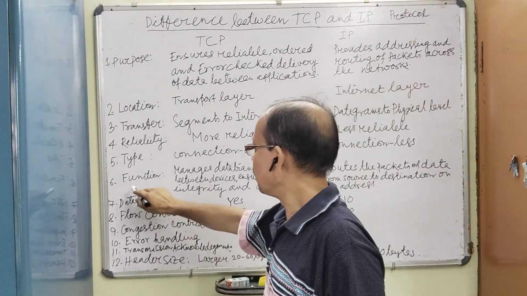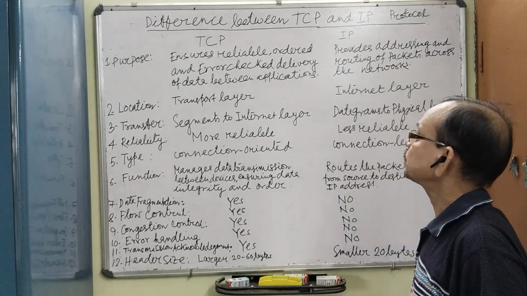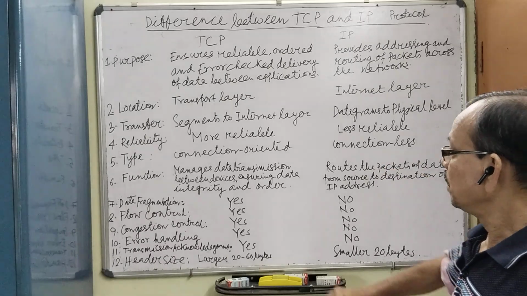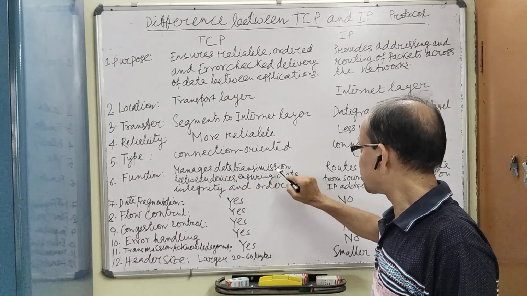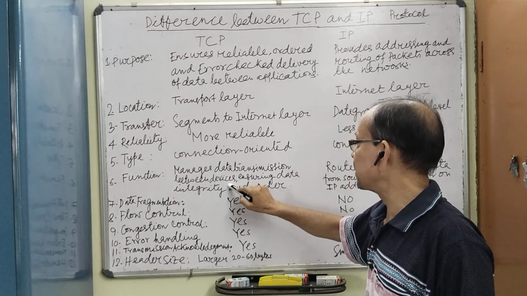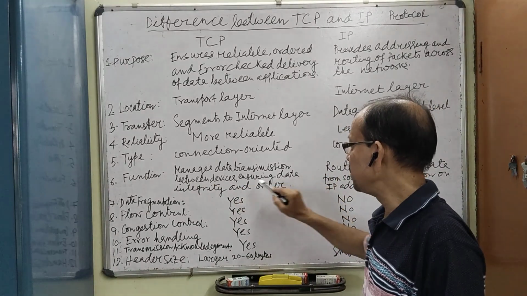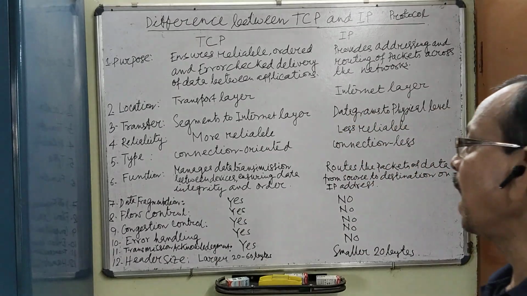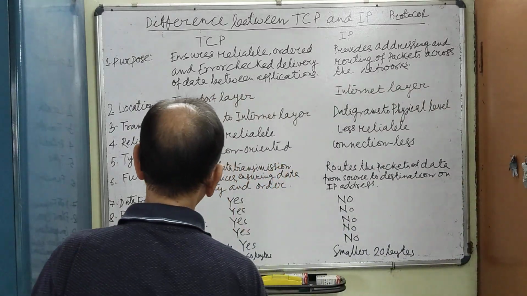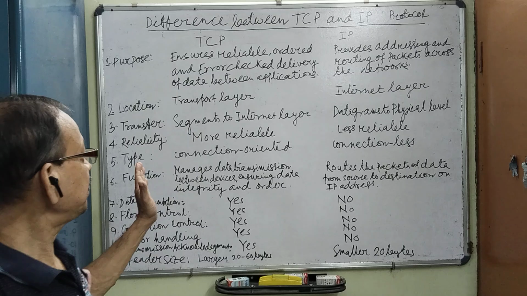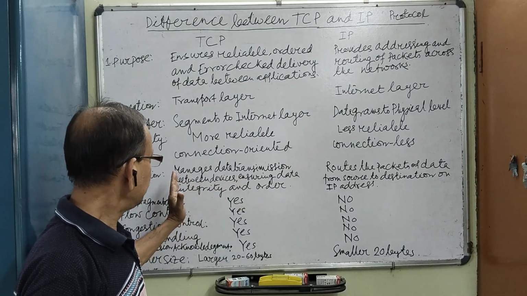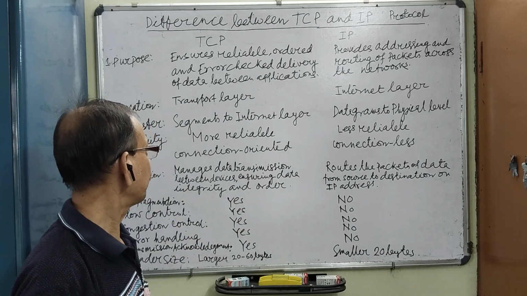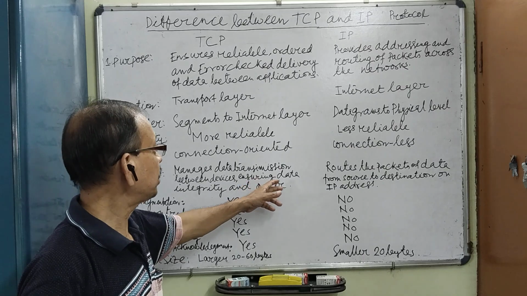Number 6, function. What is the function of TCP? Manage data transmission between devices, ensuring data integrity and order. This is the main function of the TCP protocol. That is, when you send any data, it will reach the receiver in the same order, with a guarantee.